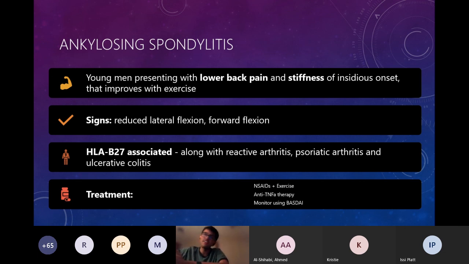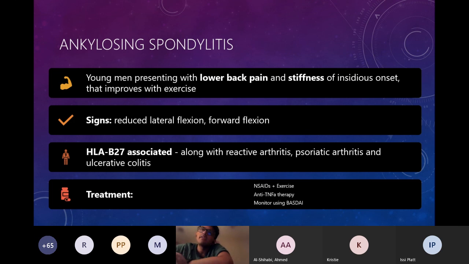If that doesn't work, you go straight to biologics, which are anti-TNFs. There's a scoring system that you don't need to know, but if they score a certain amount on the BASDAI score, you get anti-TNF therapy. Do you know what's first-line management for ankylosing spondylitis if they have both UC and ankylosing spondylitis? Yeah, you go straight to anti-TNF therapy because NSAIDs are contraindicated in ulcerative colitis. Perfect.